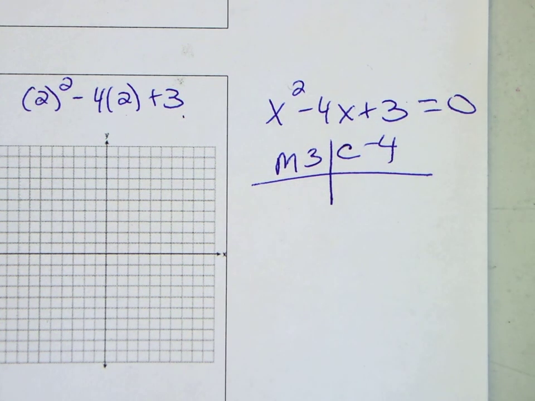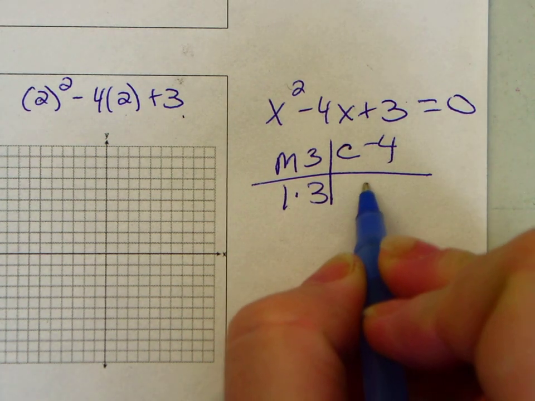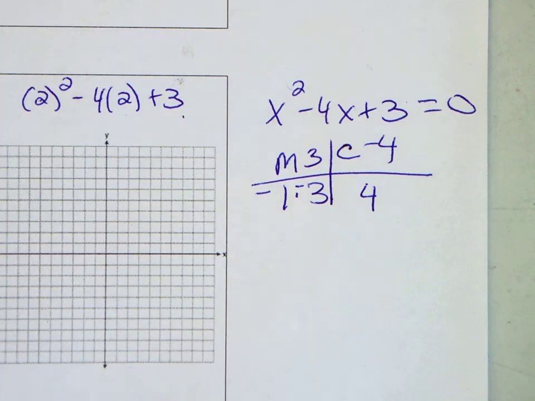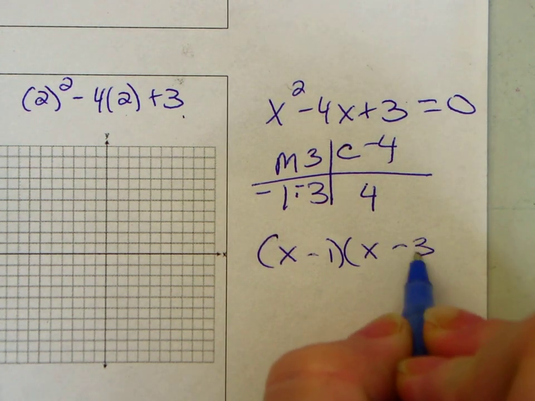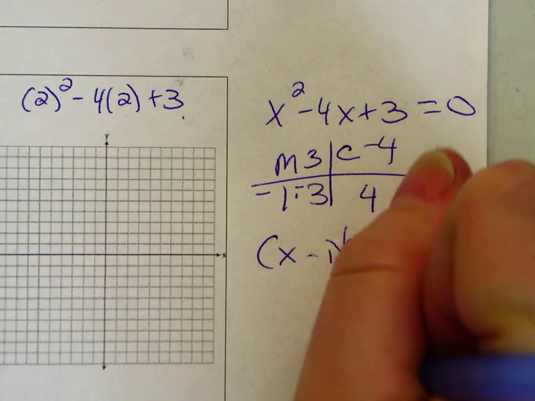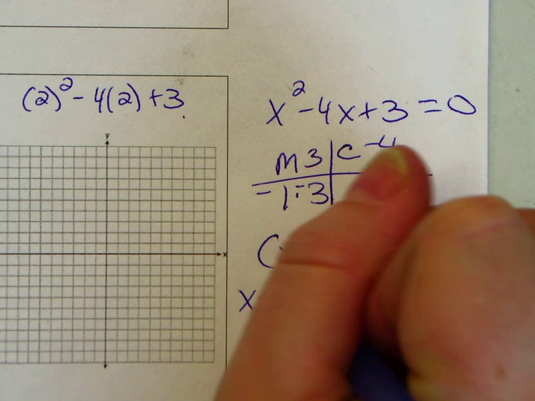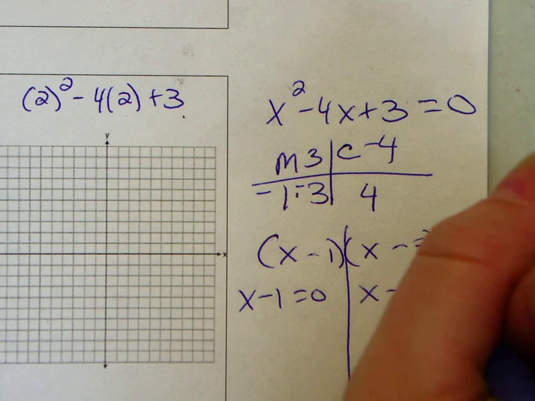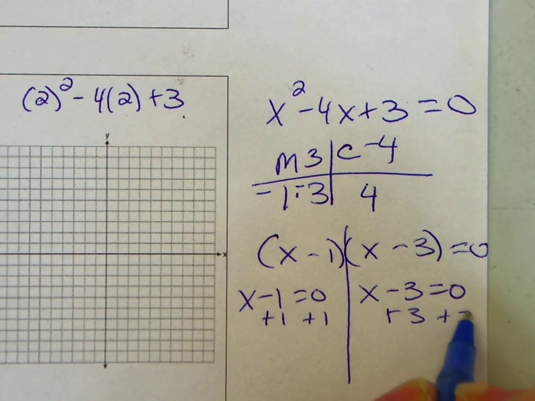The only thing that multiplies to 3 is 1 and 3. But we want it to be negative, so make them both negative. So x minus 1, x minus 3 equals 0. We solve. X minus 1 equals 0. X minus 3 equals 0. Add 1 and add 3 to solve.